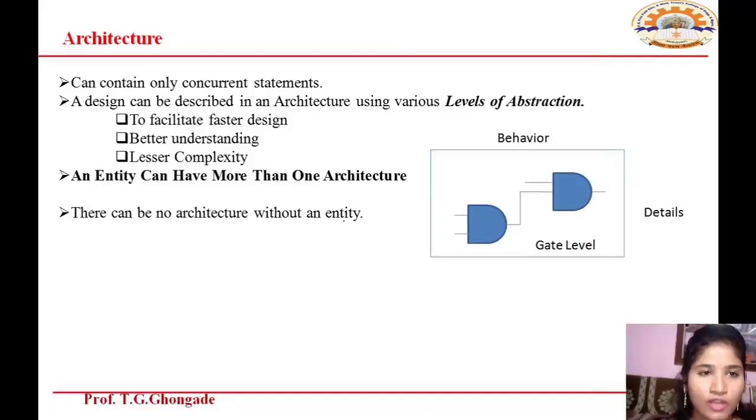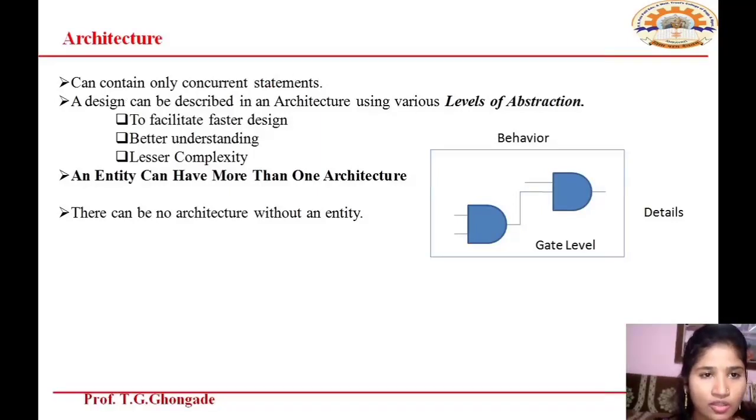Then we have some rules of architecture. First one is architecture can contain only concurrent statements. Fundamentally one can have only concurrent statements. In future we will see some sequential statements, that means statements that go one after another or sequentially, but they are always written in a special style and they are always executed by a process only.